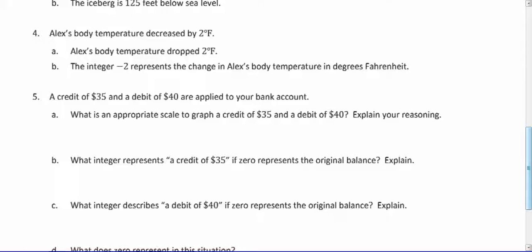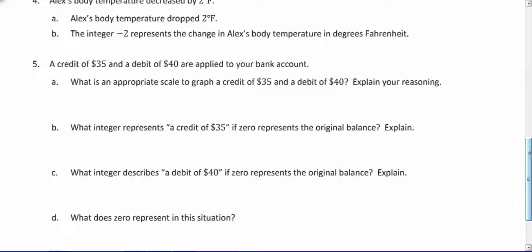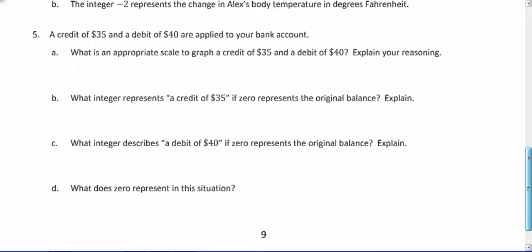You have to decide what's an appropriate scale to graph a credit of $35 and a debit of $40 and explain your reasoning. So you got to figure out what would you count by on that number line so that you could make sure you easily showed a credit of $35 and a debit of $40, okay? And then explain why you picked that. It doesn't have to be a very detailed explanation, just, you know, what's your thought behind it.